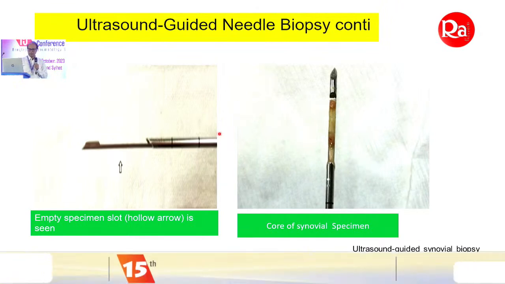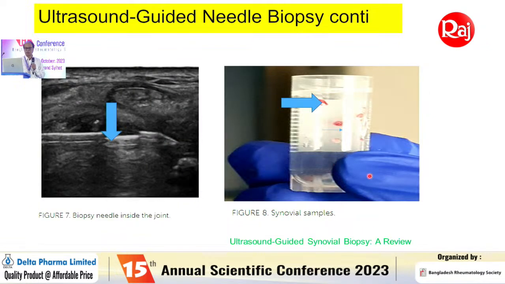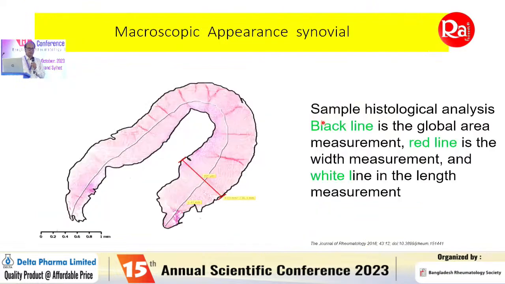Before taking biopsy and after taking biopsy, this is the specimen. This is the macroscopic appearance of the sample. This is the graphical presentation of the specimen. This is the whole length, the whole part of the sample. This is the length and this is the breadth.